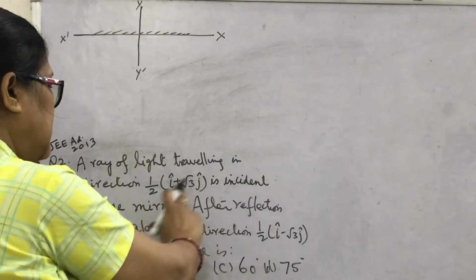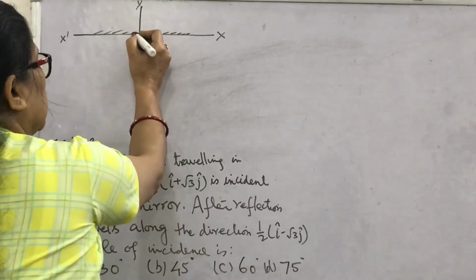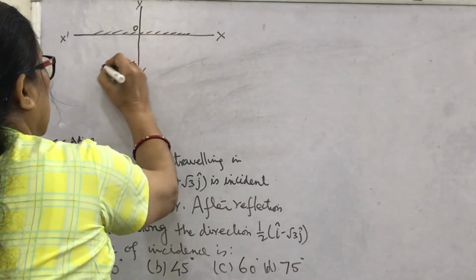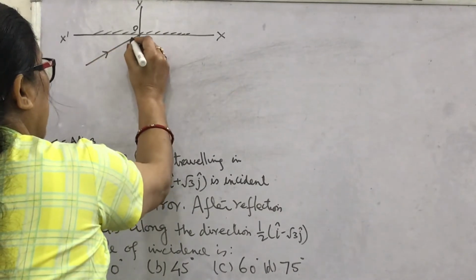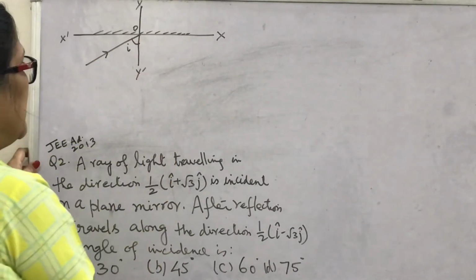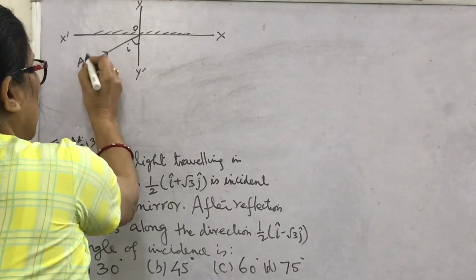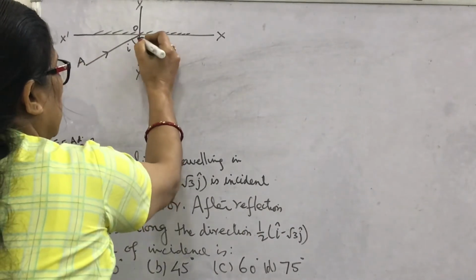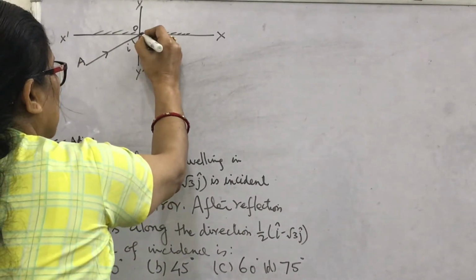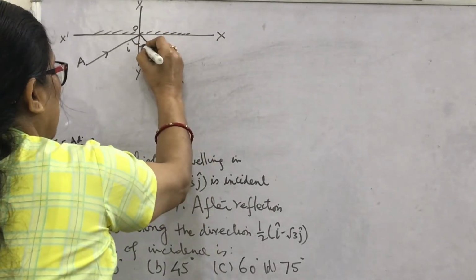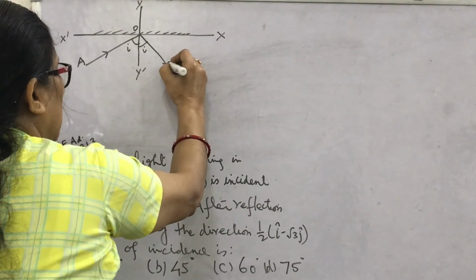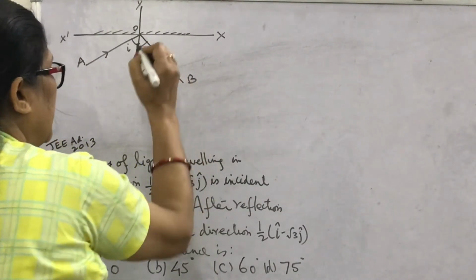The ray is incident along this direction. Suppose this is the point O, then this is the incident ray A making angle i here. Then what happens after reflection? The angle of reflection will be the same, so this will also be i. Suppose this is the reflected ray B.